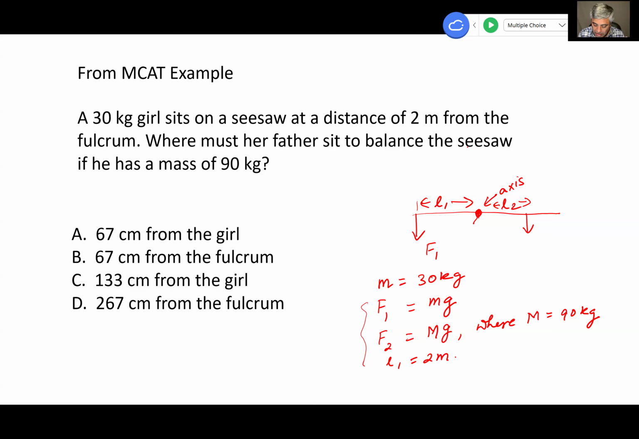Where must father sit to balance the seesaw if he has a mass of 92? So let's try to calculate that from the fulcrum, okay? Once we know this distance, we also know how far the father is from the daughter or girl, right? So we can do that. So let's find L2. So over here, we know both forces. Once we choose axis of rotation, we don't need to include that force. Okay, so that becomes 0, just like we saw. So we can just use rotational equilibrium in this case, okay?